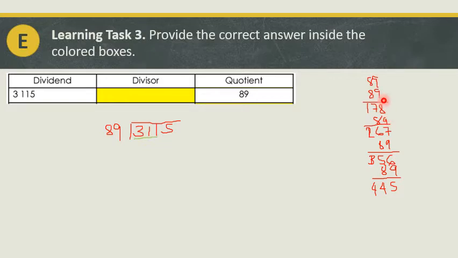Alin dito yung hindi lalagpas sa 311? So, ito po. 267. So, ilang 89 yon? 1, 2, 3. So, tatlo. So, doon natin itatapat syempre sa pangatlo. Okay? So, 3. So, 89 times 3 is 267. After mag-multiply, so, subtract naman. So, subtract natin. So, 311 minus 267 is 44.